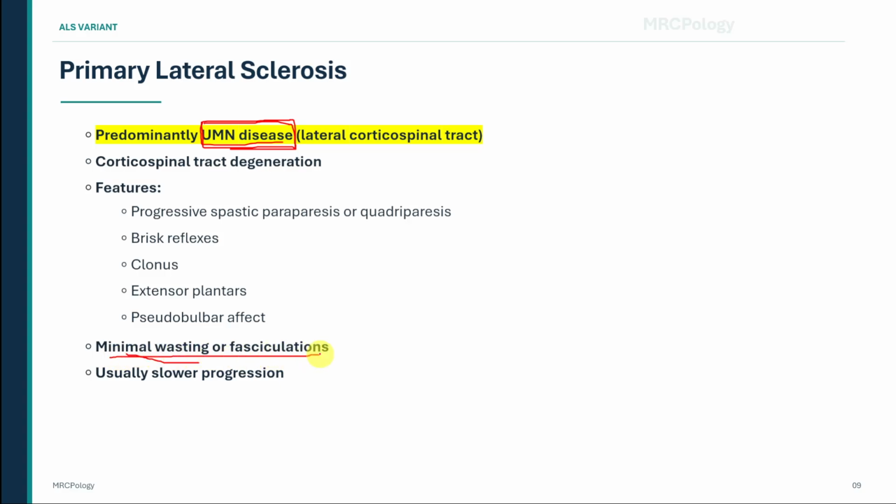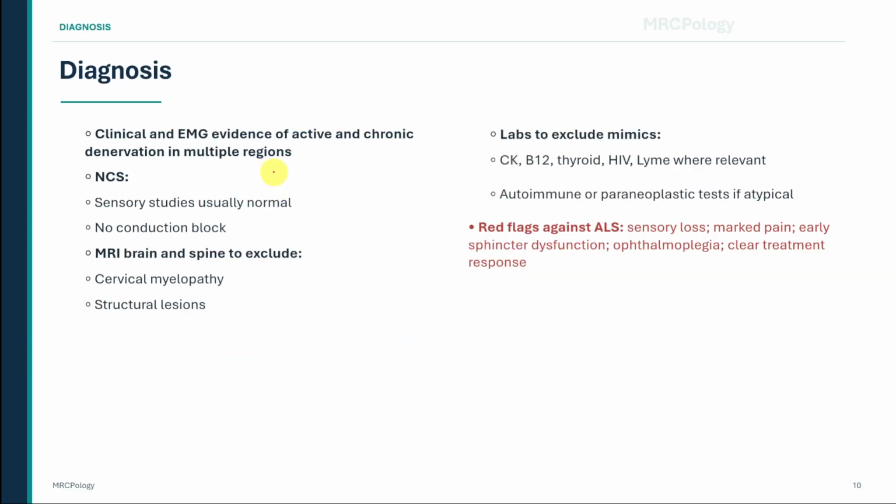The diagnosis of motor neuron disease is mainly clinical, supported by electromyography, while excluding treatable mimics. Electromyography demonstrates active and chronic denervation in several regions. Active denervation produces fibrillation potentials and positive sharp waves. Chronic denervation and reinnervation produce large, long-duration motor unit potentials with reduced recruitment.